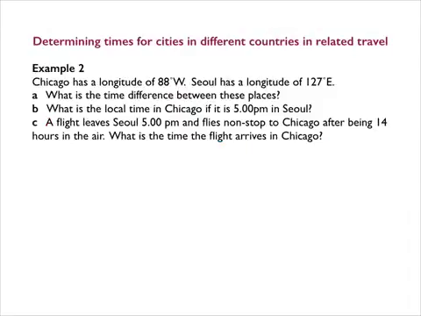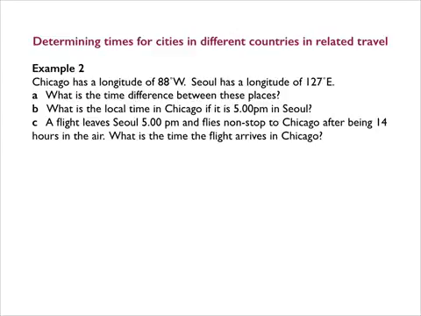Okay, determining times for cities in different countries in related travel. So this is where we're going to look at time difference, and then we're going to look at travel on top of that. So Chicago has a longitude of 88 degrees west and Seoul has a longitude of 127 degrees east. So what is the time difference?